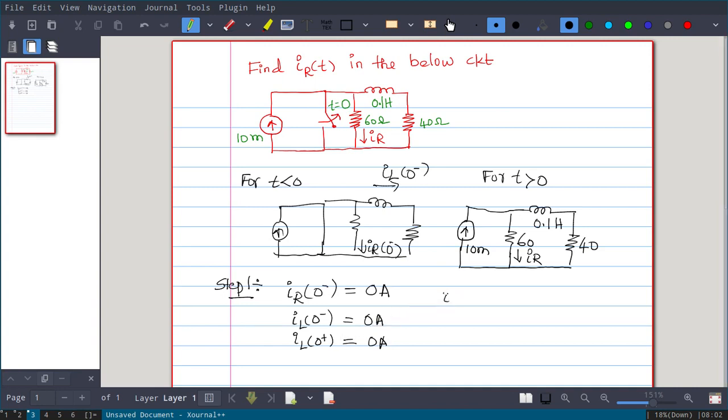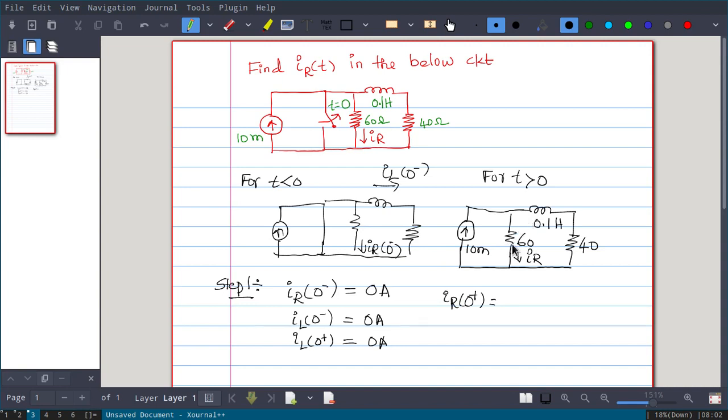So what do we have to calculate now? IR of 0 plus. The moment the switch is opened, what is the current flowing through this 60 ohm? Before the switch is opened, no current is flowing through the inductor. So as soon as the switch is opened, this state of the current continues. No current is flowing through the inductor at t equal to 0 minus, so at t equal to 0 plus also, no current flows through the inductor.